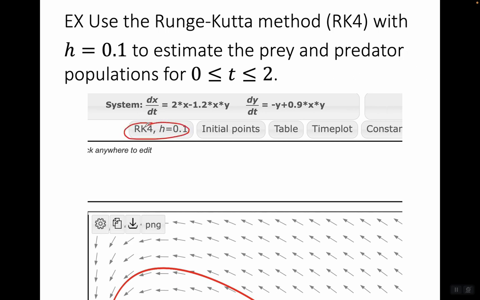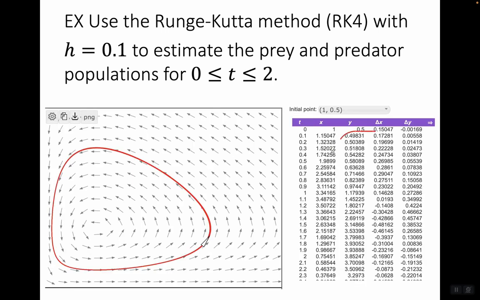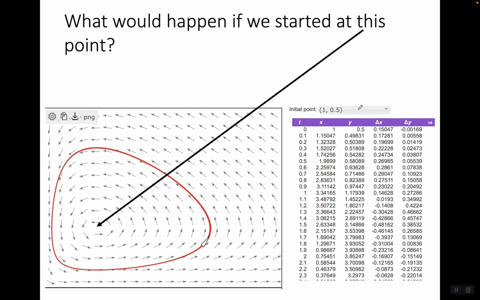Click on this button, make sure it's RK4 and that h equals 0.1. And then click on table. And you get this. This would take hours to do by hand, but the table can be generated like that using online software. So basically what it's telling you is what the x-coordinate and the y-coordinate are for different values of t. So here we have t, this column is x, and this column is y.